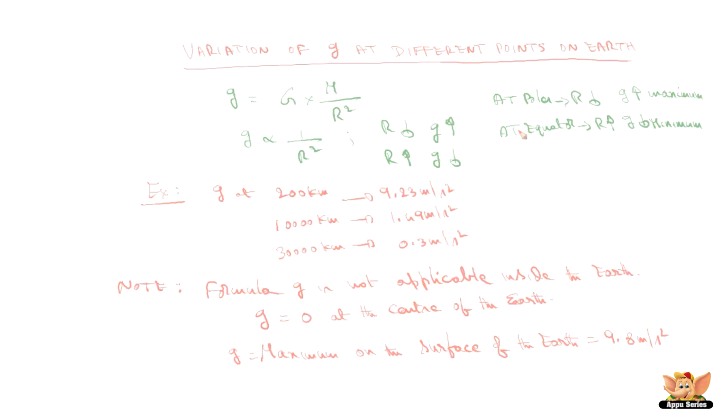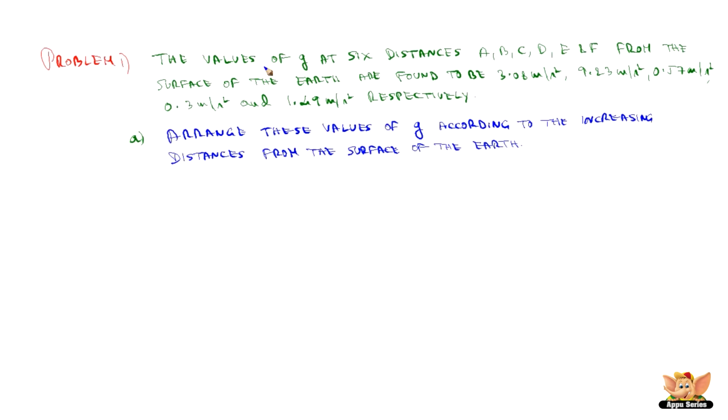Now let's see an example in order to understand this variation. Problem 1. The values of g at six distances a, b, c, d, e and f from the surface of the Earth are found to be 3.08 meter per second square, 9.23, 0.57, 0.3, 1.49 respectively. Arrange these values of g according to the increasing distances from the surface of the Earth.